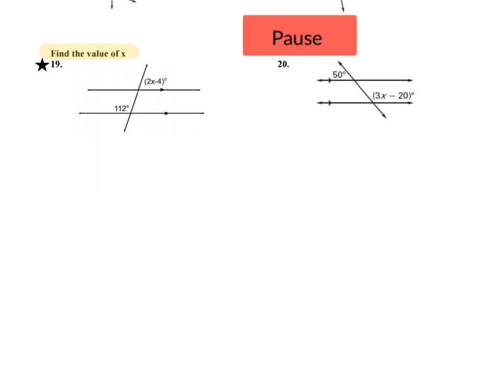All right, question number 19, we're going to unpause here, and we're going to look at these angles that we have here. They ask us to find the value of x. So right here, I have to find out what x is. Use the same strategy that we did above. Shade all of the angles that equal 112 degrees.